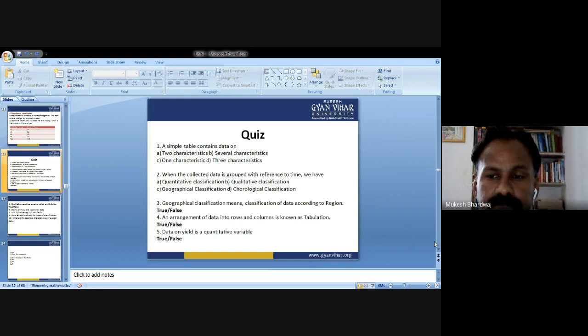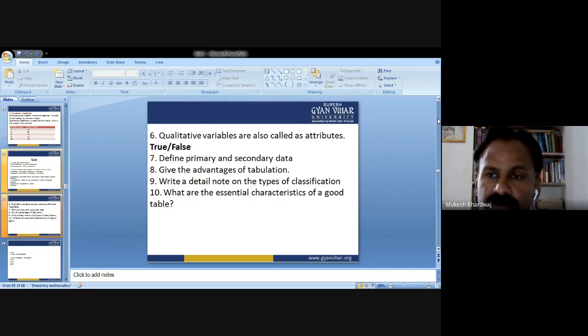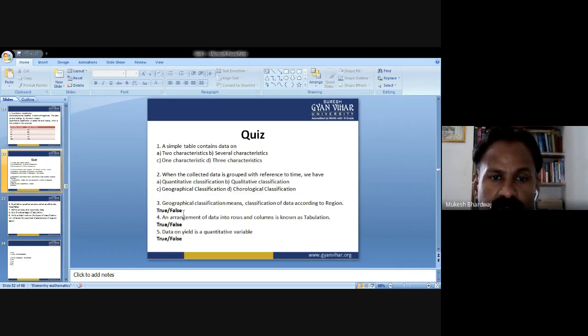Okay. Now this is question number 3. Geographical classification means classification of data according to region. Is it true or false?